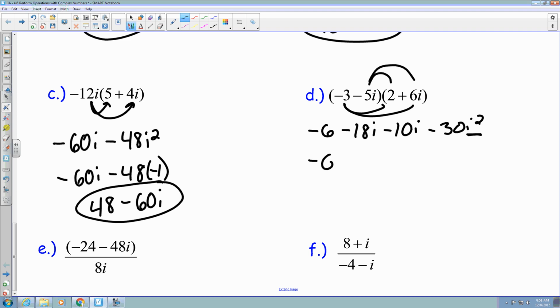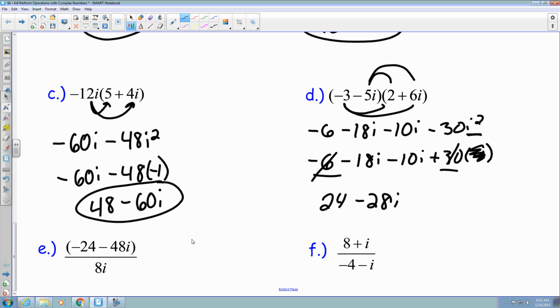So I get -6 minus 18i minus 10i minus 30, and it gets multiplied by a negative 1. Well, I change that, I'm going to make that positive. So now I just get to combine the like terms and keep it in standard form. My real number terms are negative 6 and positive 30. Negative 6 plus 30 gives us a positive 24. And then our imaginary terms, we got negative 18i minus 10i, which gives us minus 28i.